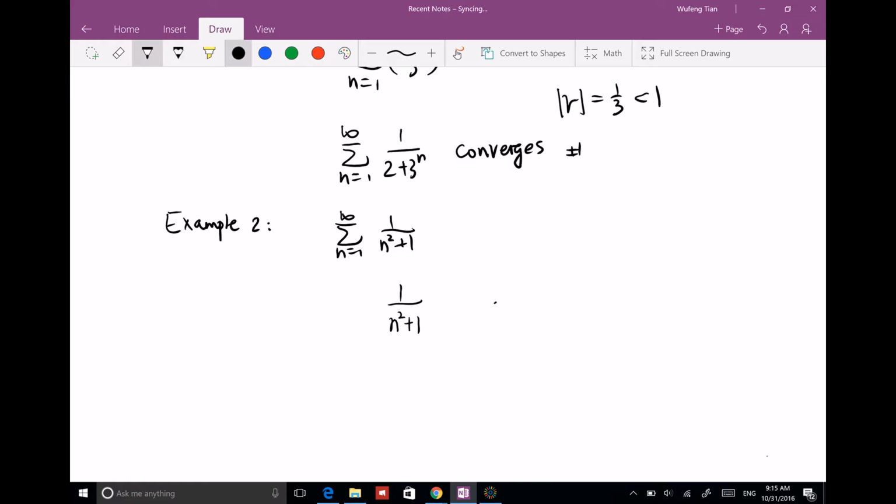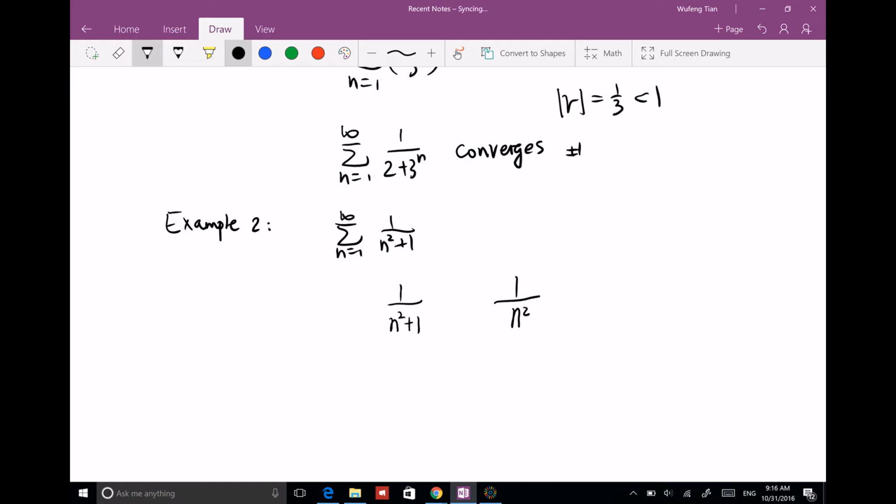Normally, how are we going to find the comparison series? You look at the main term. The constant never matters. Plus 1, minus 1, minus 3, those constants never matter. The n will change the whole thing, right? So now, we can compare this one with another series, 1 over, which part is the main part of this? Anyone? N squared. N squared, perfect.